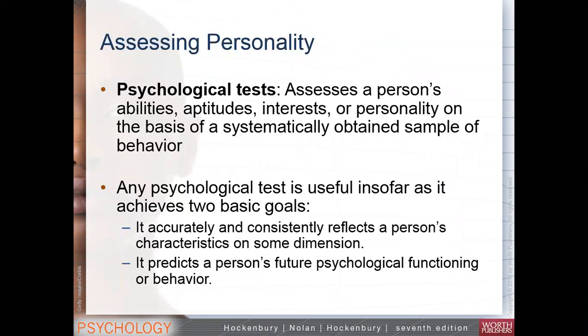We want psychological tests to achieve at least two basic goals. One is that it's going to accurately and consistently reflect a person's characteristic on some dimension, whatever dimension it is that you're trying to test. And second of all, it should predict a person's either functioning or behavior. So a good test can predict that behavior.